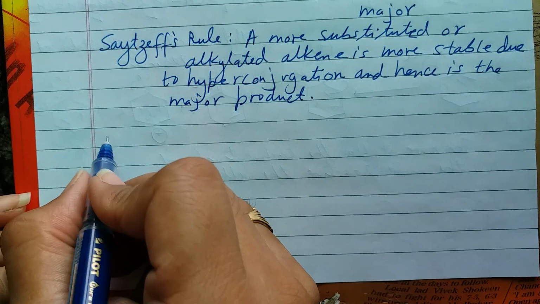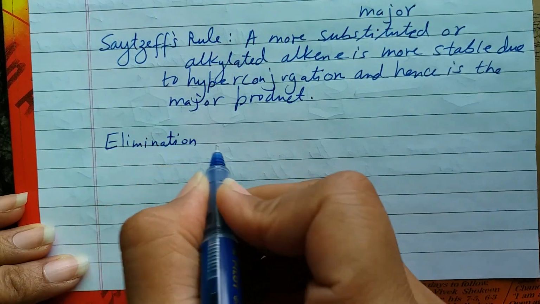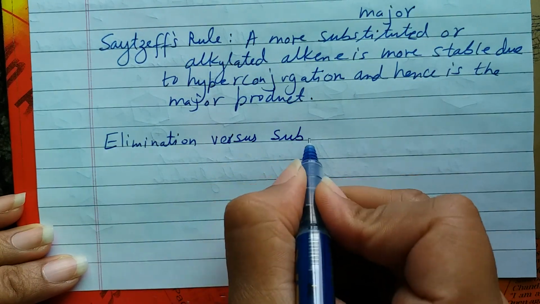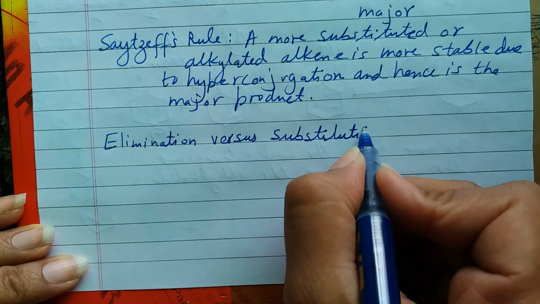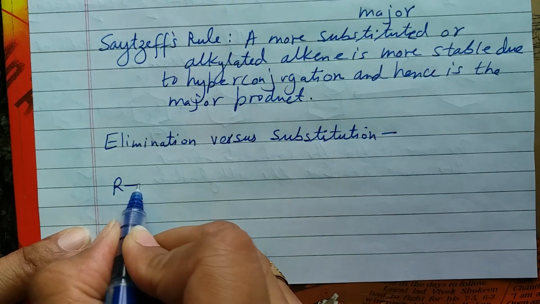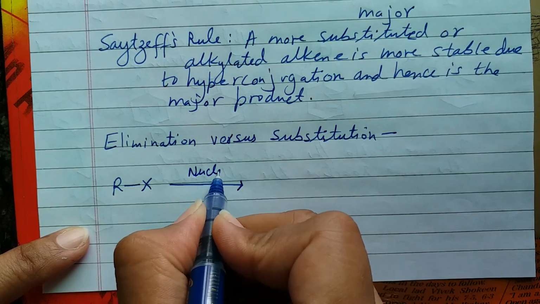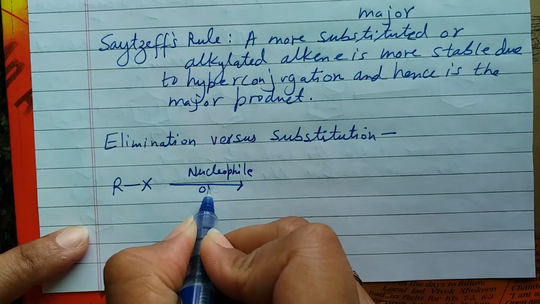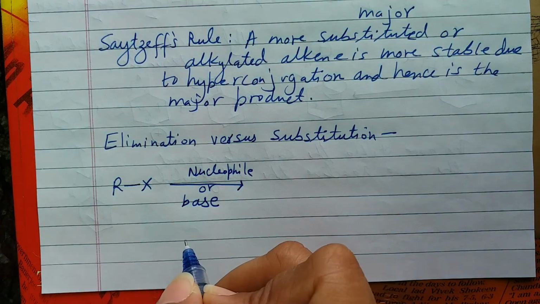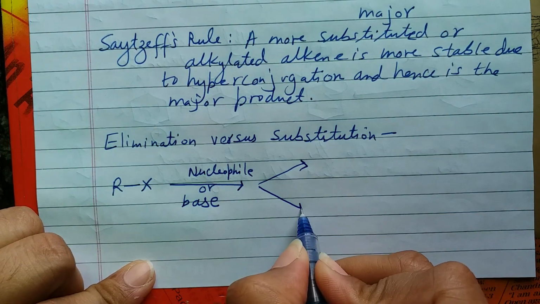Now we talk about elimination versus substitution. Whenever an alkyl halide is made to react with a nucleophile, or you can call it a base also, both are electron rich species. So when an alkyl halide is made to react with a nucleophile or a base, there are two possible routes that the reaction can take.